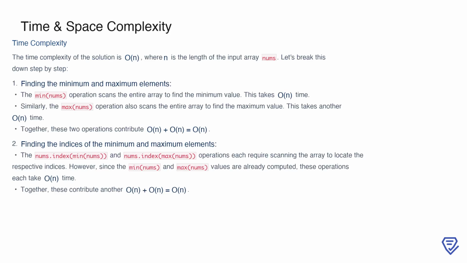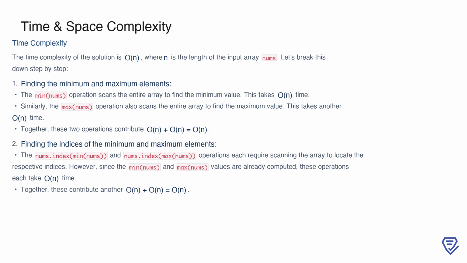The time complexity of this solution is O(n), where n represents the length of the input array. Let's break this down in steps. First, finding the minimum and maximum elements in the array involves scanning the entire array twice, once for the minimum value using the min(nums) operation, and once for the maximum value using the max(nums) operation.